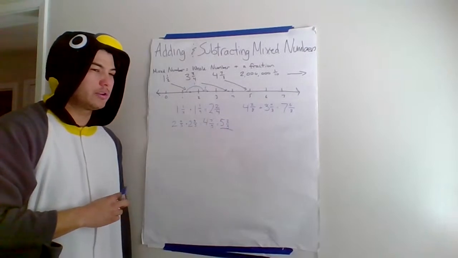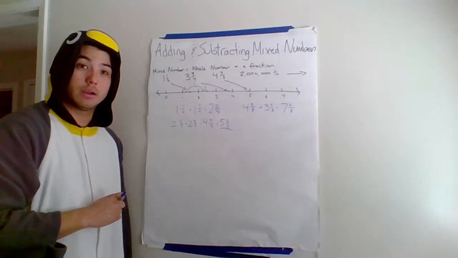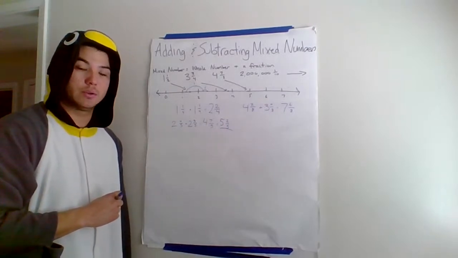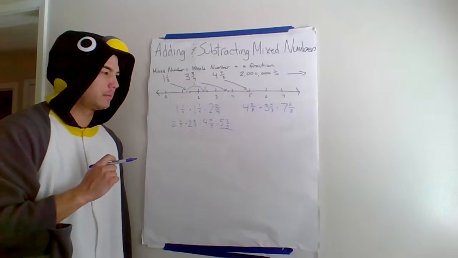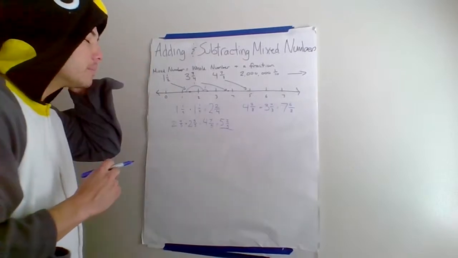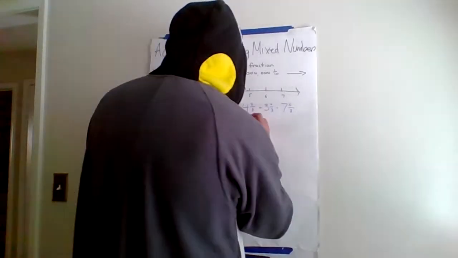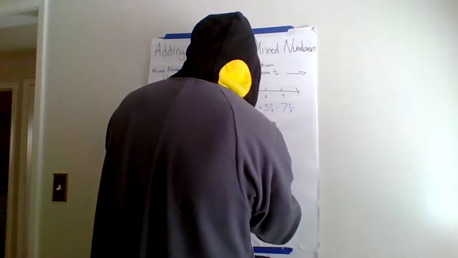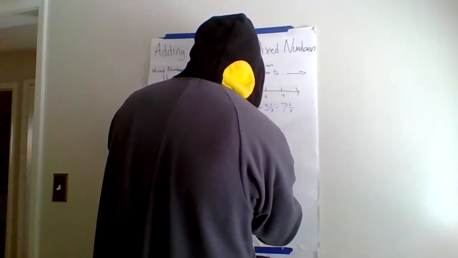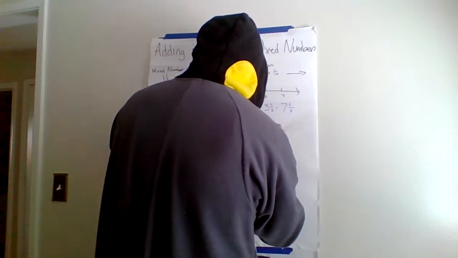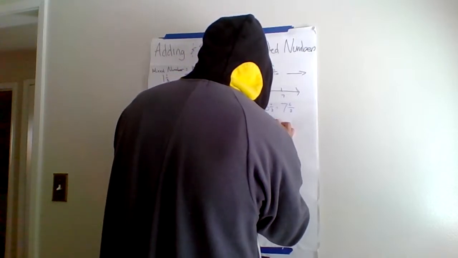If the regrouping and making a mixed number is tricky, you can check back into older lessons. We did that a couple weeks ago. Okay. Let's try one more just for good measure. Let's go with 10 and 7/8 plus 3 and 5/8.